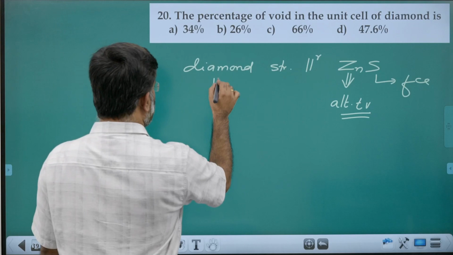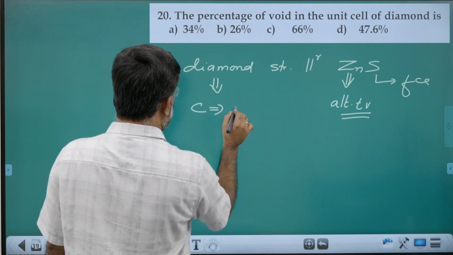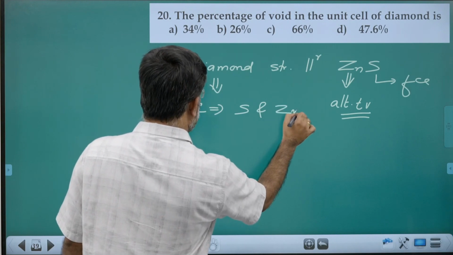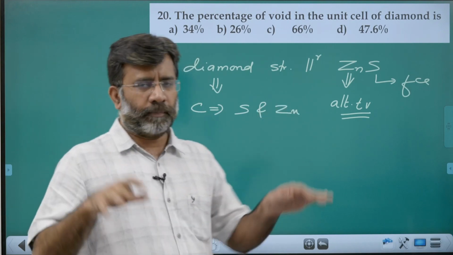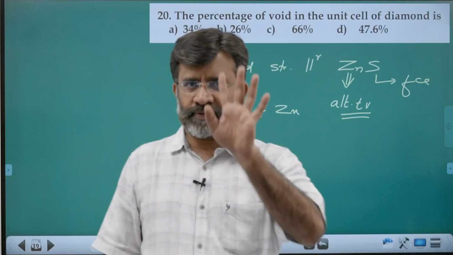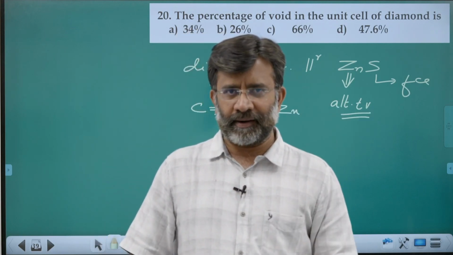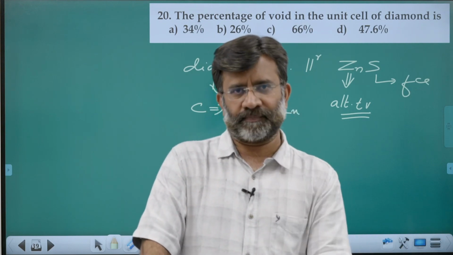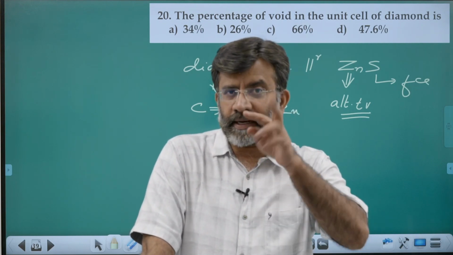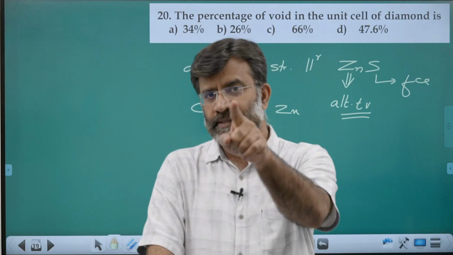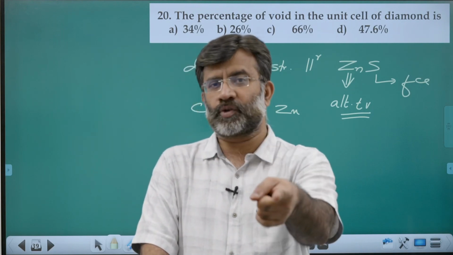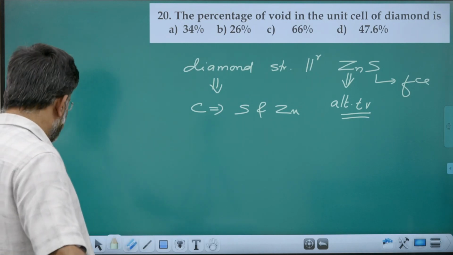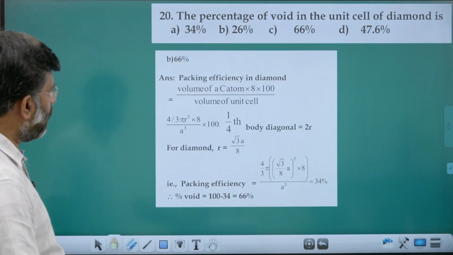While in diamond, carbon atoms are present in all positions of sulfur and in all positions of zinc. All positions of sulfur, that means FCC, that means 8 corners and all 6 face centers, there is carbon. In alternate tetrahedral voids there is zinc, and that position also has carbon. So that is the arrangement of carbon in diamond.